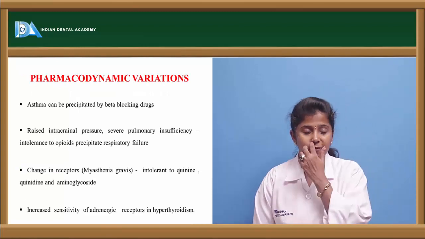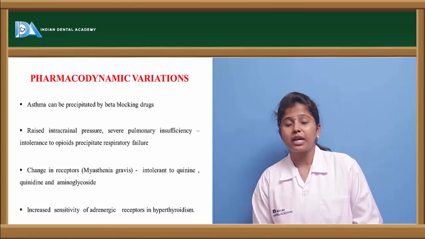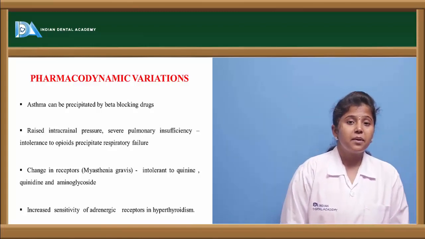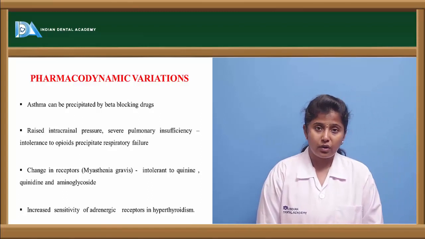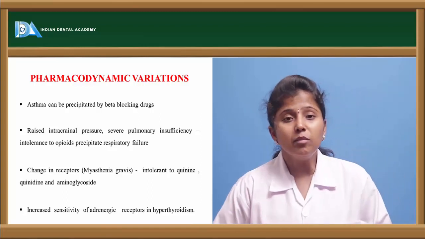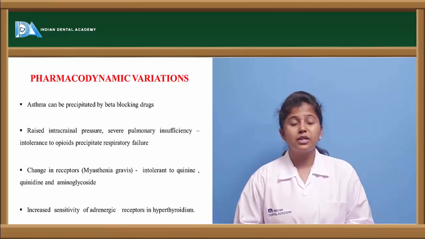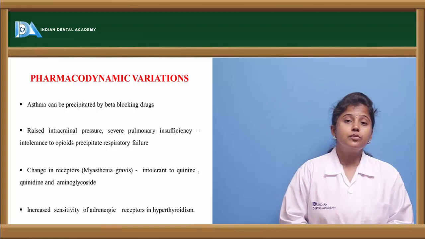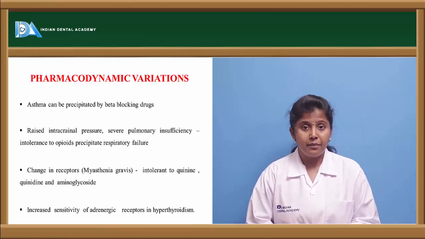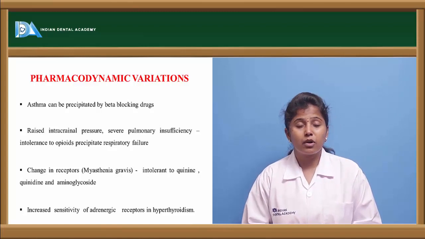So what are the pharmacodynamic effects which alter the drug response? Pharmacodynamics means the biological alterations going on in the body. For example, if we take asthma, the beta blocking drugs, especially the drug called salbutamol. That salbutamol is a beta blocking agent. This should be strictly contraindicated in asthma, because if the patient has asthma and is taking salbutamol or a beta blocking agent.